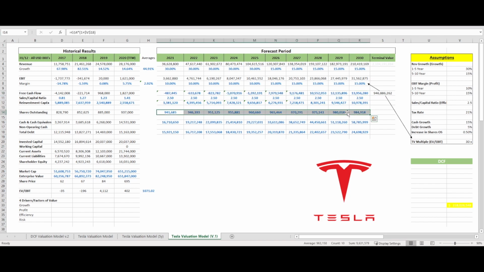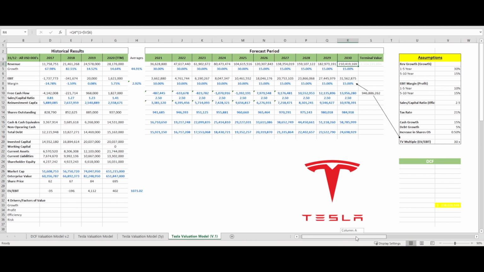Shares outstanding growing slightly, cash growing slightly, getting us to about 58 billion in cash, 25 billion in debt over the period. As you can see, they're currently growing at 44%. So for them to drop to 30% seems reasonable. They might even keep going higher than that and then drop 15% over the 5 to 10. That just gets us to that Daimler-like revenue, as I said.